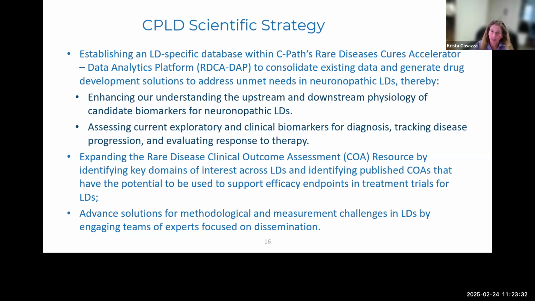Again, the underlying essential part of that is the access and the sharing of data. Once it goes into the RDCA DAP, CPLD is able to begin this process of interrogating the data, but the RDCA DAP is also publicly available. We don't have to have all the data in the DAP, but the underlying message here is that the sharing of data allows us to advance drug development across all of the lysosomal diseases and potentially multiple lysosomal diseases at the same time. Next slide, please.